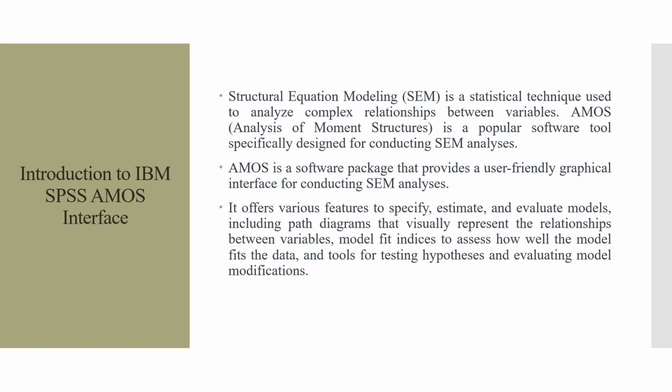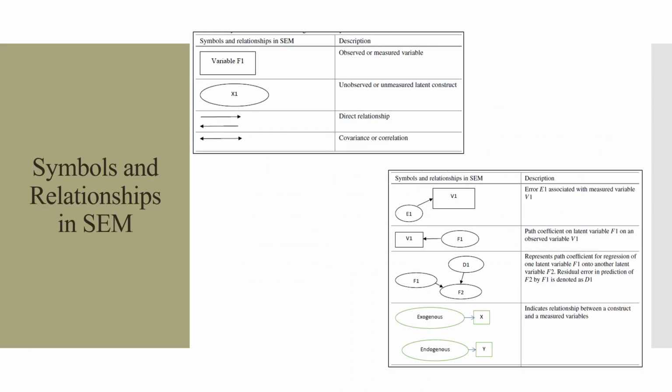It offers various features to specify, estimate, and evaluate the model, including the path diagram that visually represents the relationship between the variables, model fit indices to assess how well the model fits the data, and tools for testing hypotheses and evaluating model modifications. Before we draw the diagram on the canvas of AMOS interface, we will have to understand the symbols and relationships.